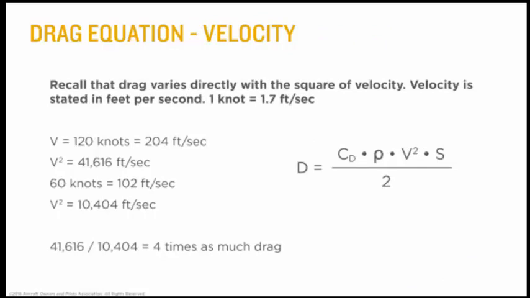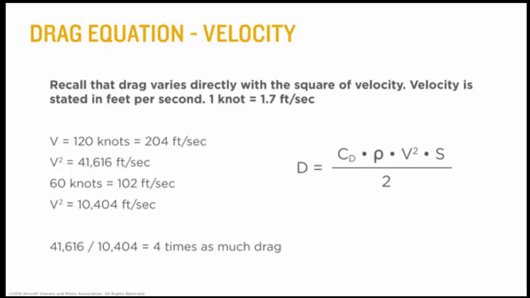So, here is just a quick calculation. We can demonstrate the relationship between velocity and drag more precisely. So when using the drag equation, you should first convert knots to feet per second. 1 knot equals 1.7 feet per second. So you can kind of go through and see how everything's plugged in and how that all works out.